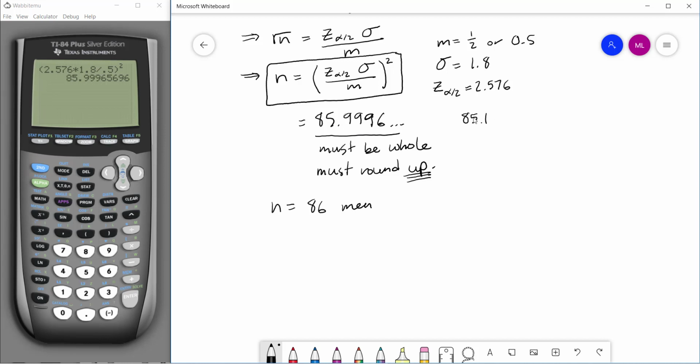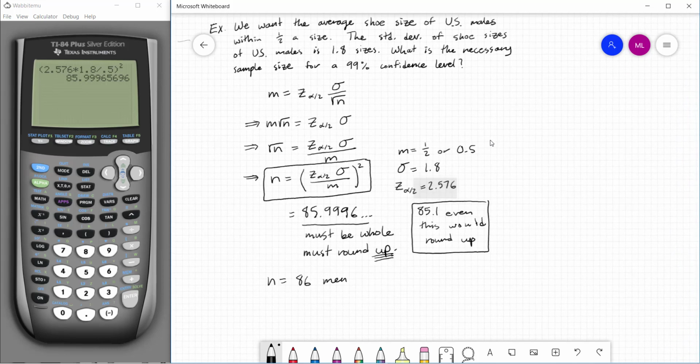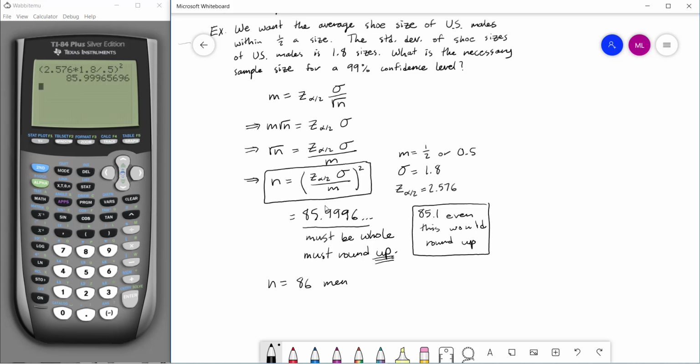So even if we'd wound up with a number like this instead, we would still need to round up to 86. So keep that in mind. These necessary sample size problems, you've got to have a whole number for it to make sense, and we've always got to round up whatever decimal value that we wind up with. And again, this is how you would do it on any calculator, and this is the formula that we're using.